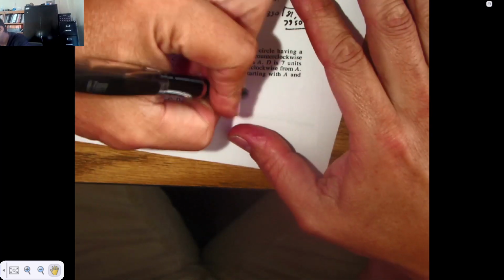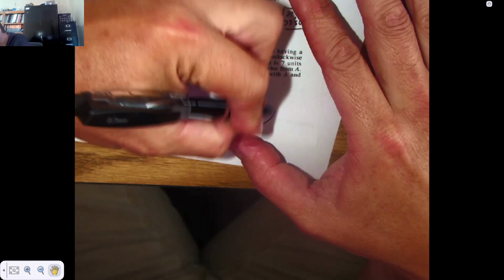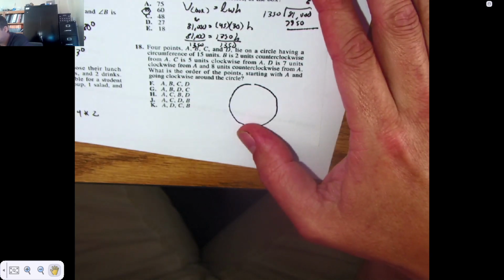Number 18, 4 points A, B, C, and D lie on a circle having a circumference of 15 units. B is 2 units counterclockwise from A. Ooh, I like this one. C is 5 units clockwise from A, and D is 7 units clockwise from A, and 8 units counterclockwise from A. Interesting. So we have a circle. It has a circumference of 15 units.